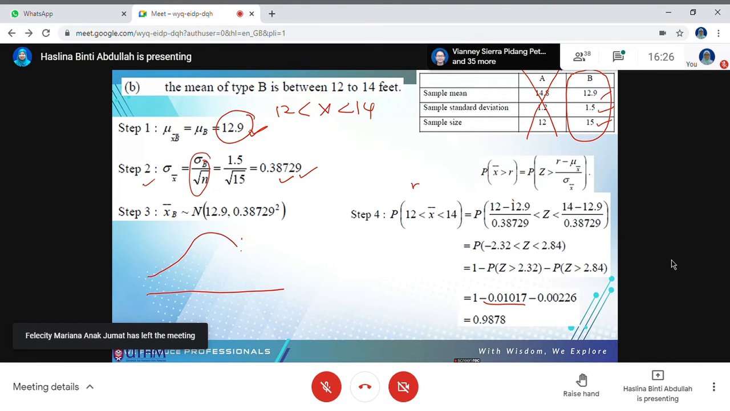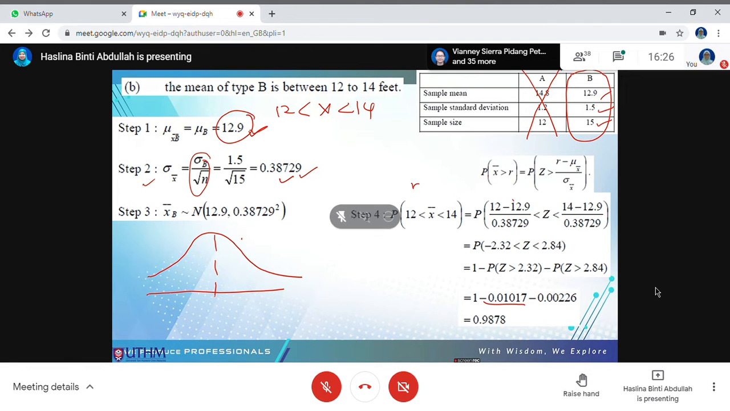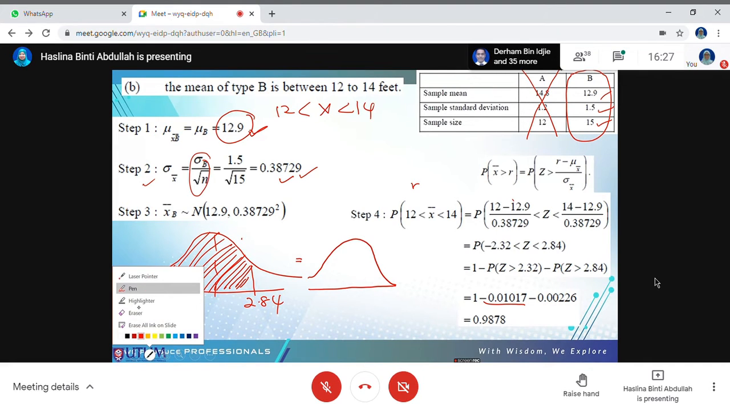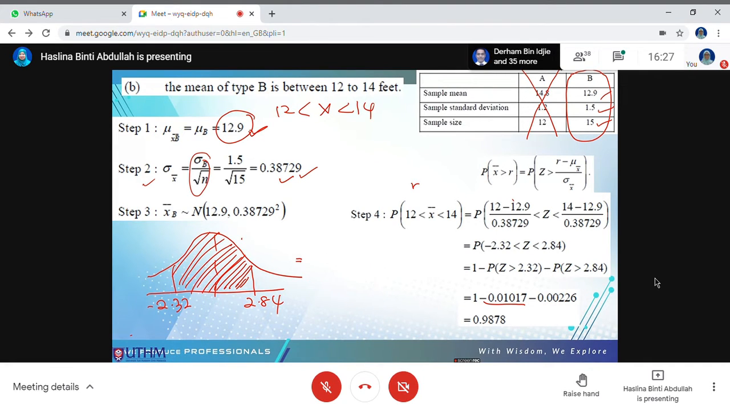This is a distribution curve for step 4. Negative 2.32 is referred to the left area, while 2.84 is referred to this area. To find the probability of this area, it is equal to... it is too big. Wait. I wanted to draw it small.